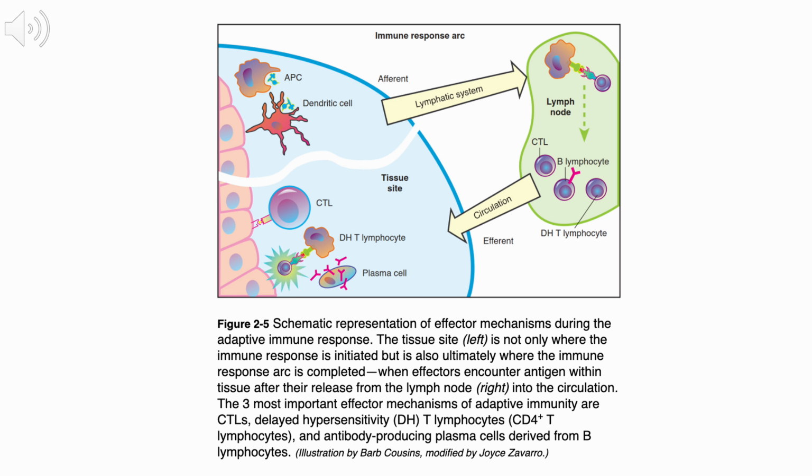The activated cells then leave the lymph node through the efferent pathway, enter the circulation, and return to the peripheral tissue. There, cytotoxic T cells directly kill antigen-bearing cells. CD4 T cells recruit and activate other inflammatory cells, and plasma cells produce antibodies that bind the target. The key point is that the tissue is both where the response begins and where it is ultimately completed.